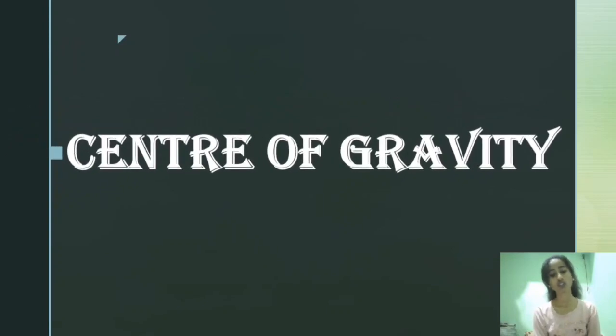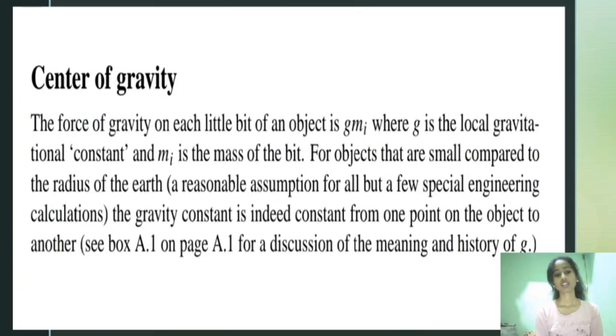Now let's move on to the concept called center of gravity. The force of gravity on each little bit of an object is g m_i, where g is the local gravitational constant and m_i is the mass of the bit. For objects that are small compared to the radius of the earth, a reasonable assumption for all but a few special engineering calculations, the gravity constant is indeed constant from one point on the object to another.